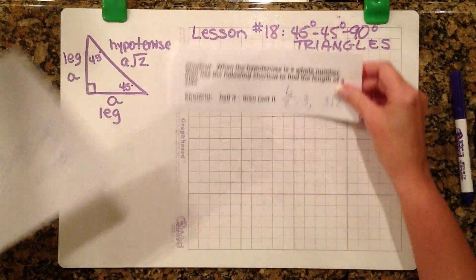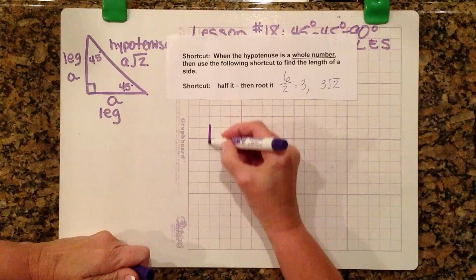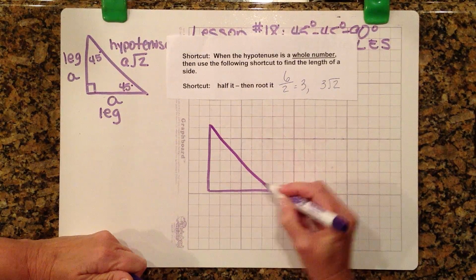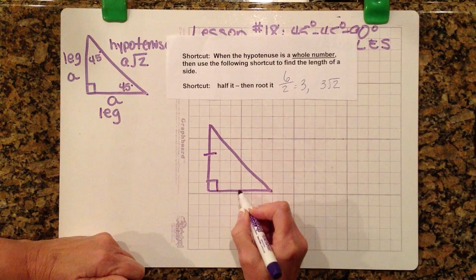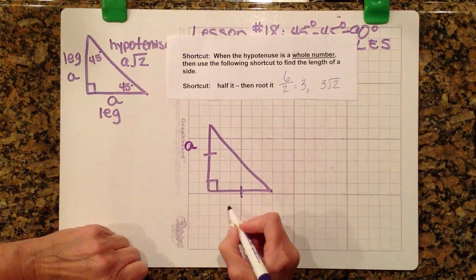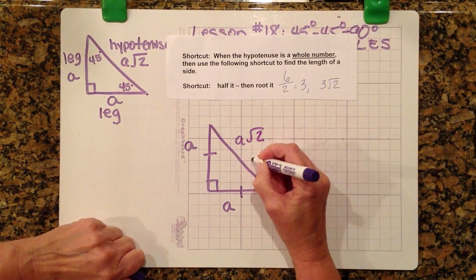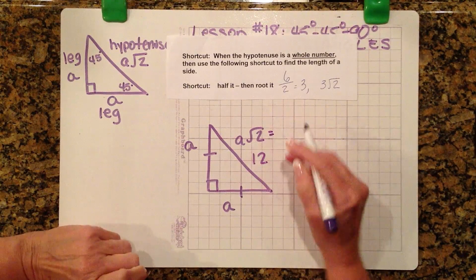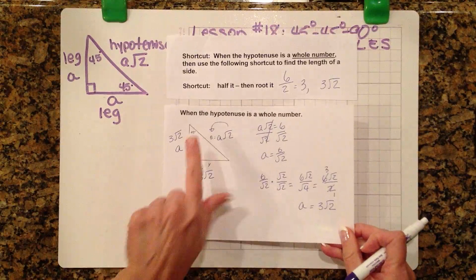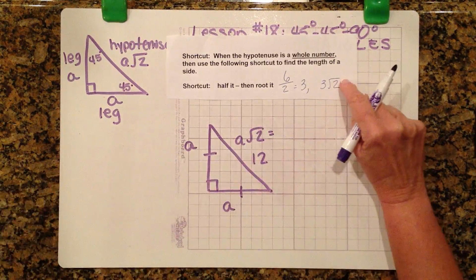Okay, let's do another one where we half it and root it. And this will be the last example we do for today. So let's say I have a 45, 45, 90 triangle, and I have a, and I have a, and I have a square root of 2. And let's say that this is 12. So if you notice, I have a special case. My hypotenuse is a whole number. So I want to do the shortcut.